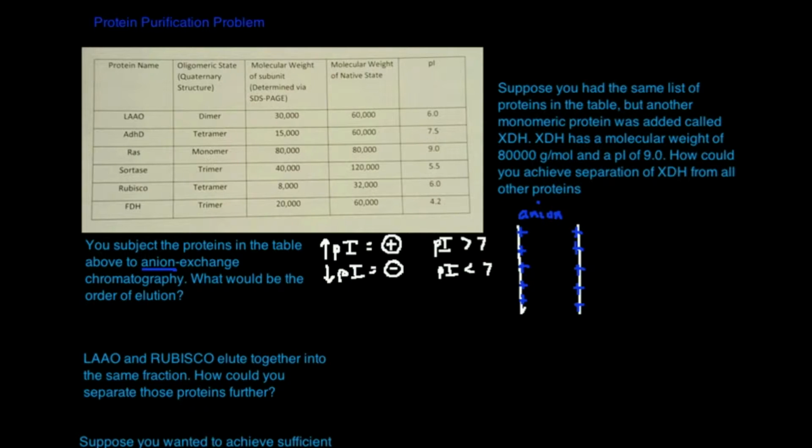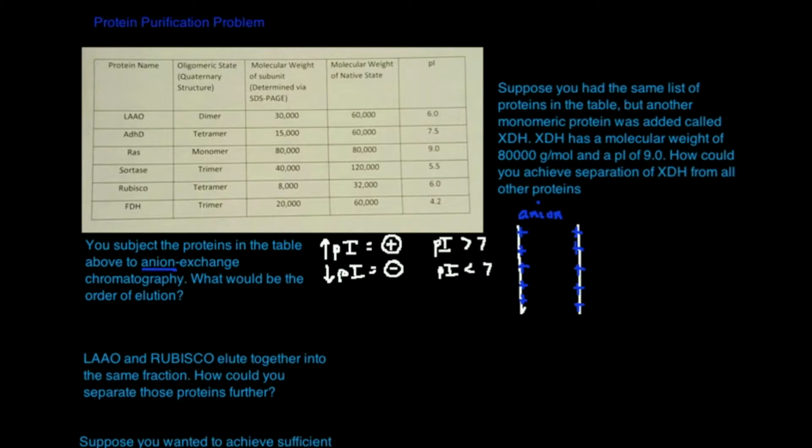So how do I know if a protein's positive or negative? High isoelectric points are positive, and low isoelectric points are negative. The ones that are going to elute first are the positive ones because they're repelled by the resin and they're going to go through.